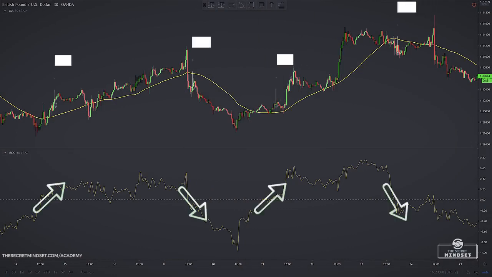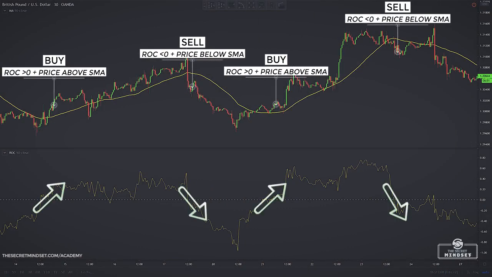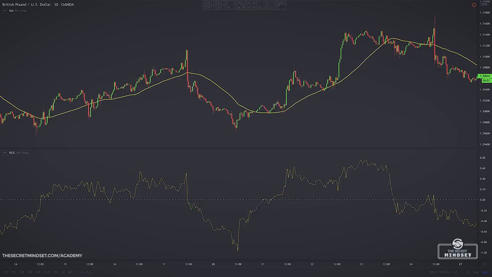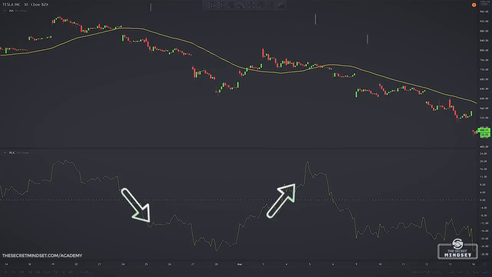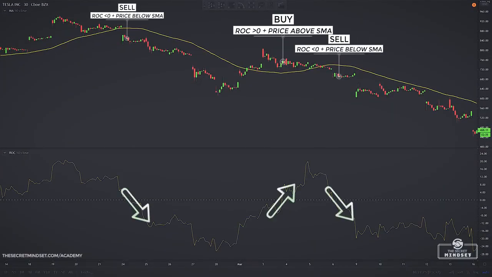Then you monitor the rate of change indicator and take the zero line crossovers only in confirmation with the 50-period SMA. Consider exiting your position when the slope of the rate of change turns in the opposite direction. Here are some examples of zero line crossovers confirmed by a moving average.